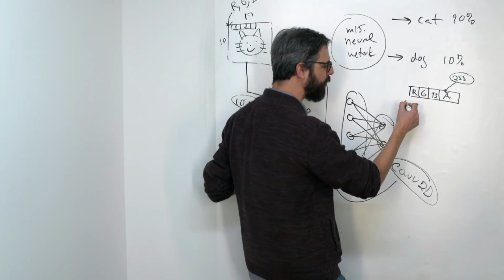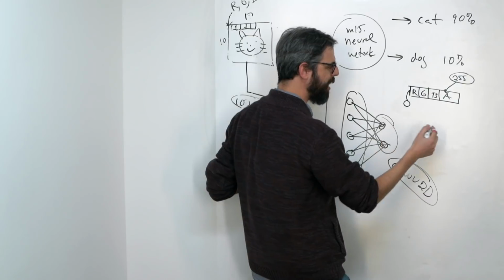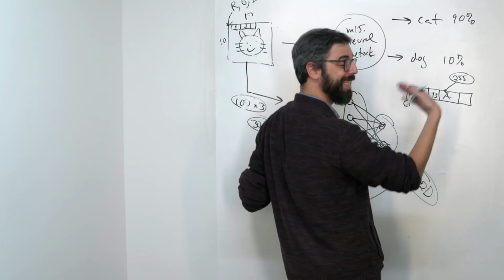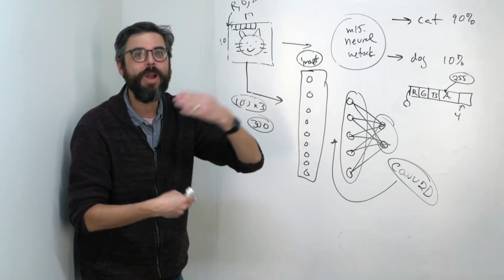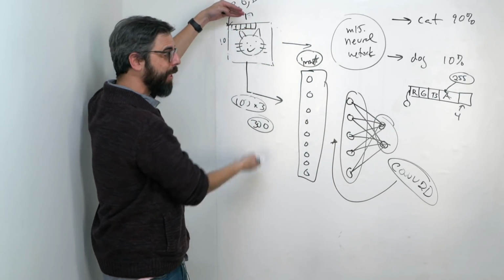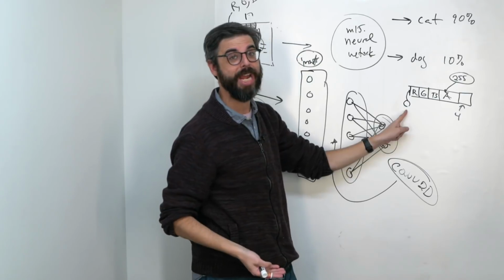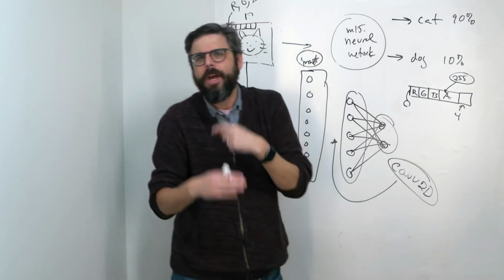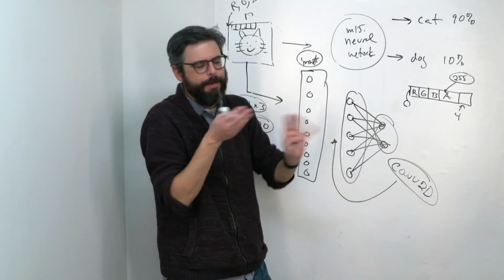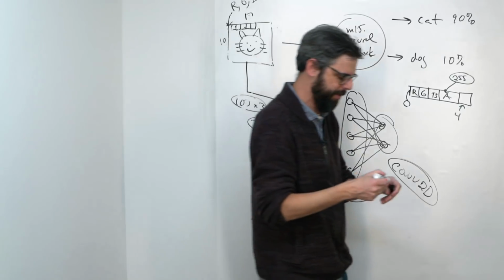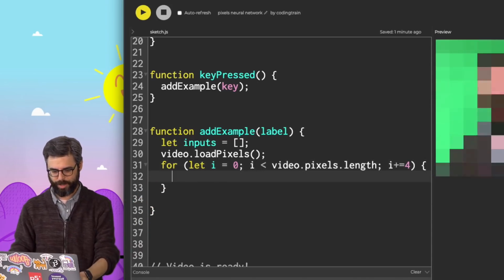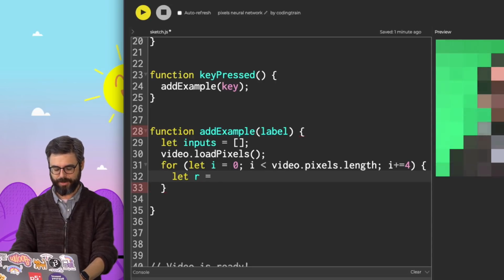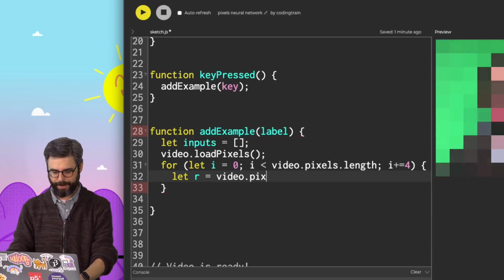So in other words, pixel 0 starts here, 0, 1, 2, 3, and the second pixel starts at index 4. So as I'm iterating over all of the pixels, I want to move through the array 4 spaces at a time. There's a variety of ways I could approach this, but that's going to make things easiest for me. So that means right over here, this should be plus equals 4. Then I can say the red value is video.pixels index i.